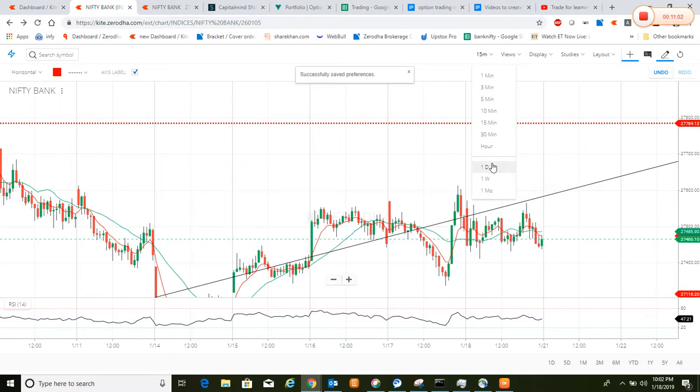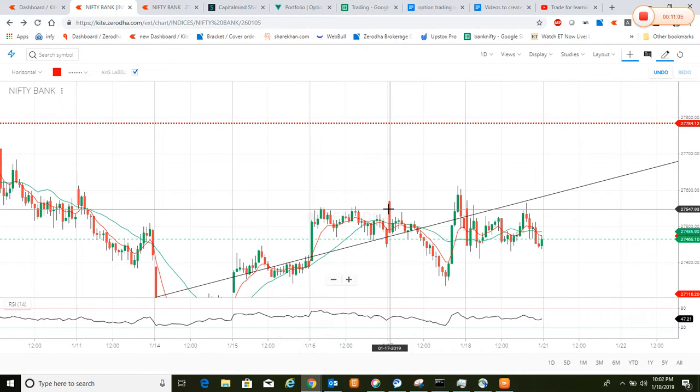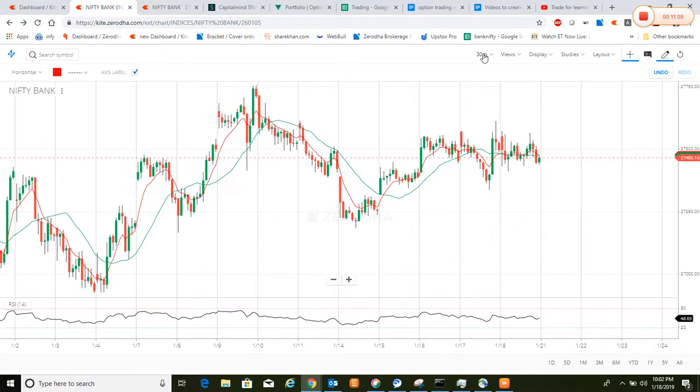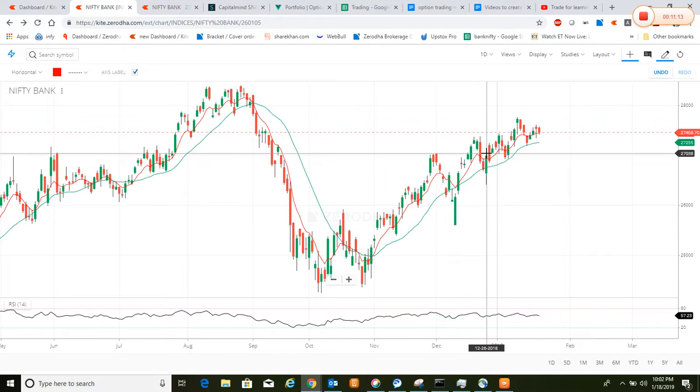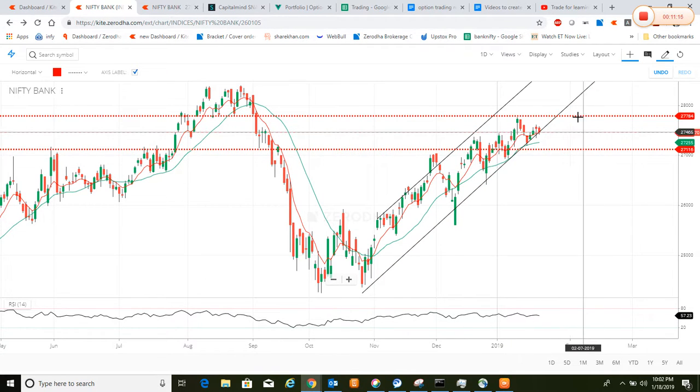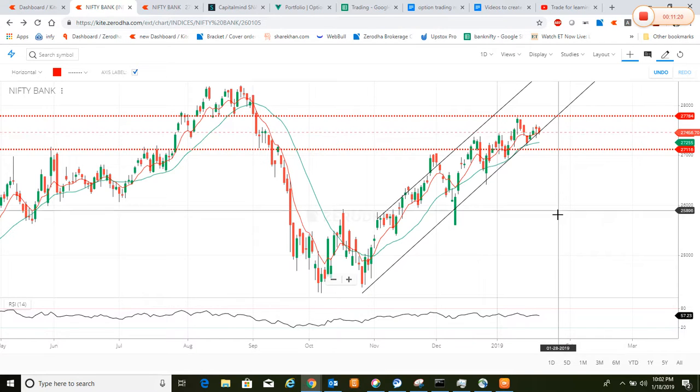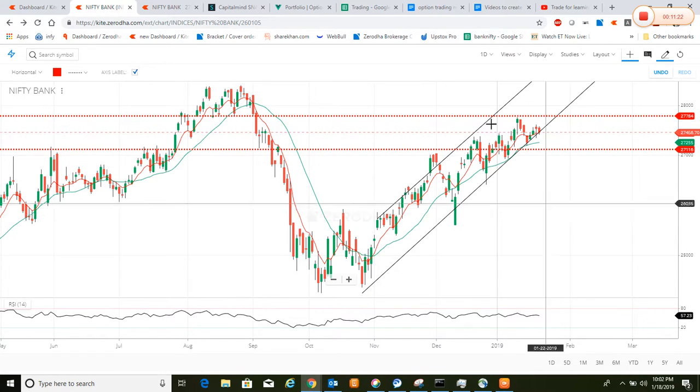Then let's go to the 10 minutes, one day chart. So this is the range. If Banknifty stays within this range, then we will lose. If it goes to either side, we'll be in profit. Let's see what happens in the next week.